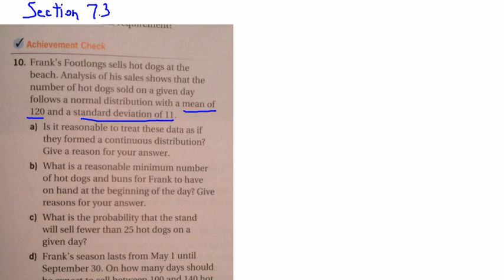So the first part of this question asks if it's reasonable to treat these data as if they formed a continuous distribution. Well, the number of hot dogs, of course, can't be a continuous distribution. It's going to be discrete. You can sell 120 hot dogs, or 121, or 122, or maybe 115, but he can't sell a continuous number of hot dogs. However, it is reasonable to treat them as if they formed a continuous distribution if you can imagine the number of hot dogs that Frank sells varies quite wildly, and so you can sort of smooth those values out since there's so many of them.